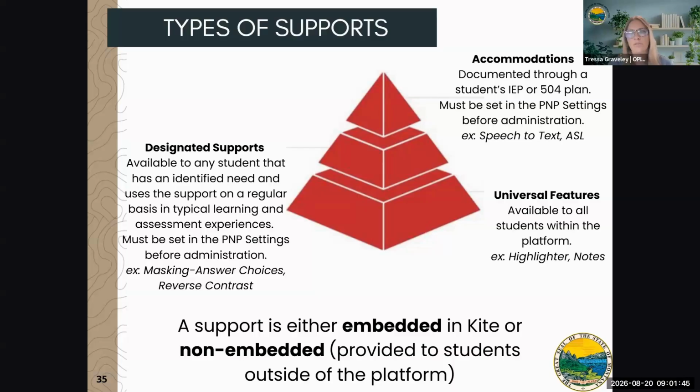And universal features are available to all students within the platform and can be accessed through the student toolbox. For each of these three types of supports, there are embedded and non-embedded options. So embedded options are delivered through the KITE delivery system. Non-embedded would be provided to students outside of the platform.